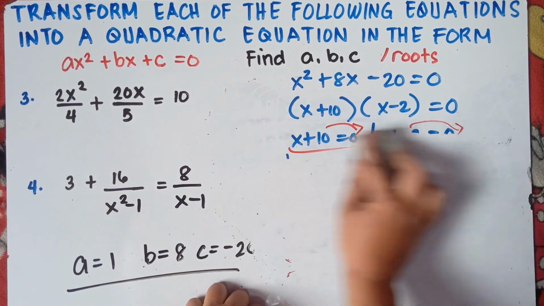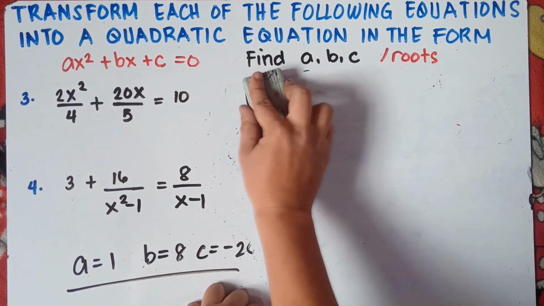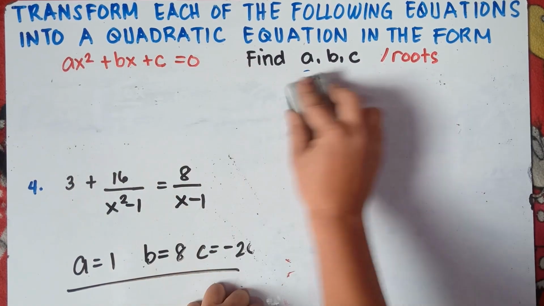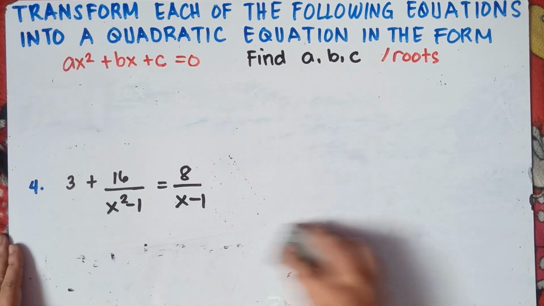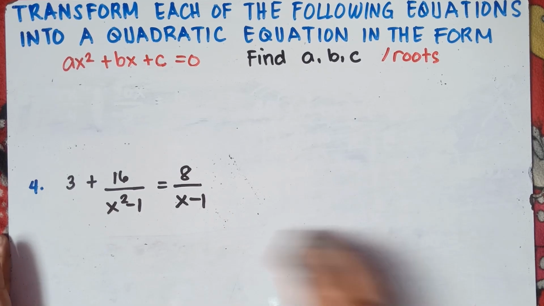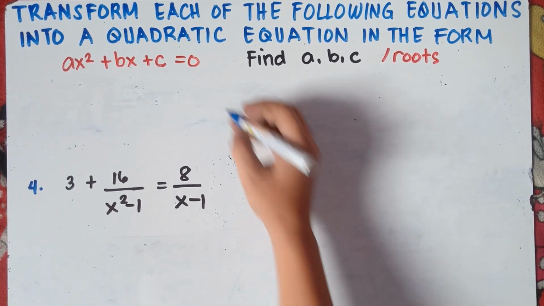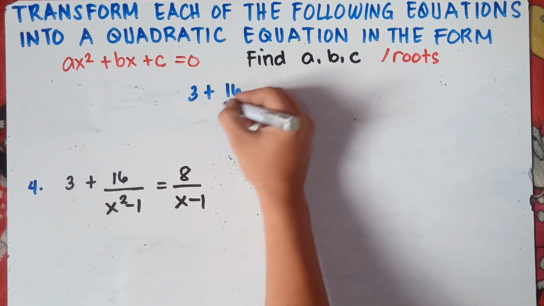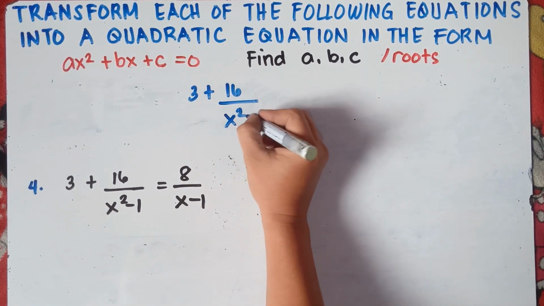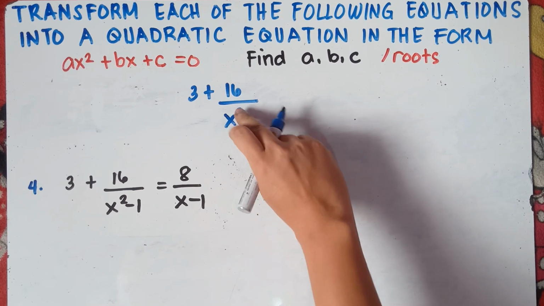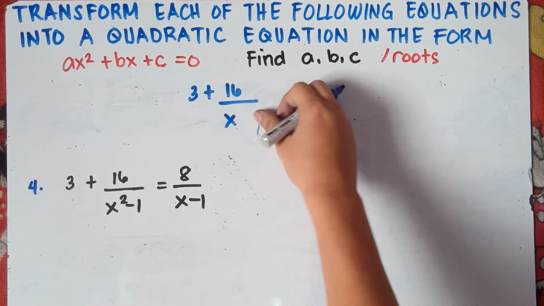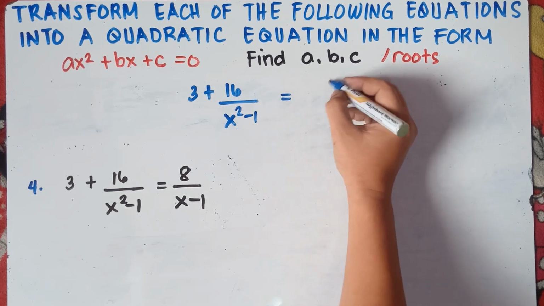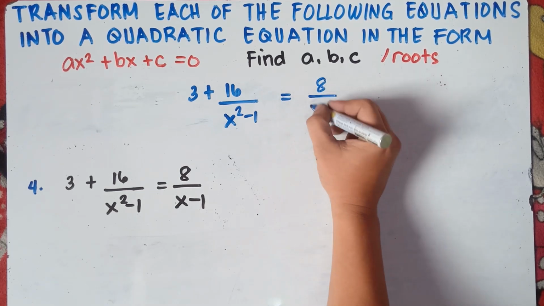Alright, so for number 4, class, we need to do it step by step because this will be quite tricky. We copy the equation here on the middle part: 3 plus 16 over x squared minus 1 equals 8 over x minus 1.